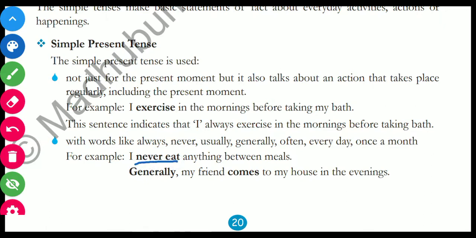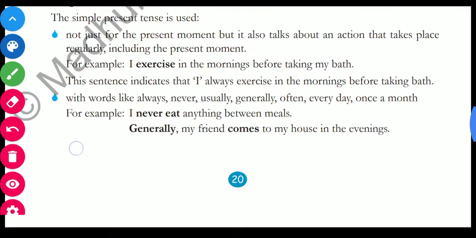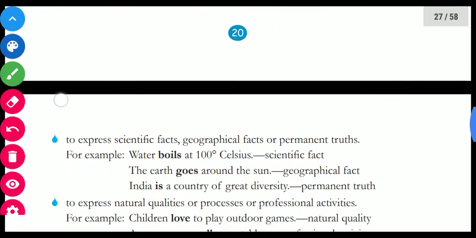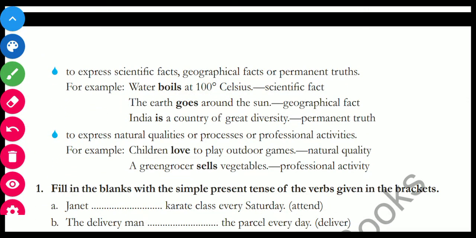That is the habit. This is our habit. If any habit has been going on for a long time, we count it under the tense of simple present. Next, generally my friend comes to my house in the evening. Mostly my friend comes in the evening to meet me. That means this is the regular habit of your friend. So you can say that this is simple present. This is the habit of your friend. This is the action being performed on a daily basis, on a regular basis.